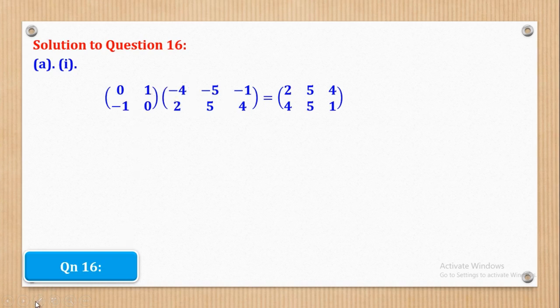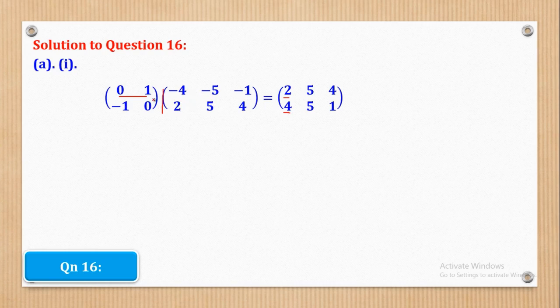Now remember, in multiplication of matrices, multiply row by column. Therefore 0 multiplied by negative 4 will give you 0, plus 1 multiplied by 2 will give you 2. Therefore 0 plus 2 will give you 2, which is that. Then go to this one, negative 1 times negative 4 is positive 4, 0 times 2 is 0, therefore positive 4 plus 0 will give you 4, which is that. Those are the coordinates for A.